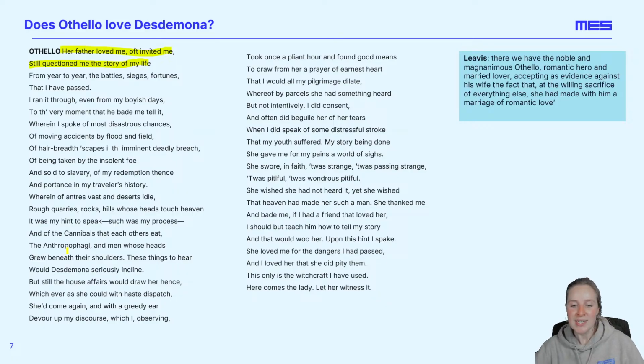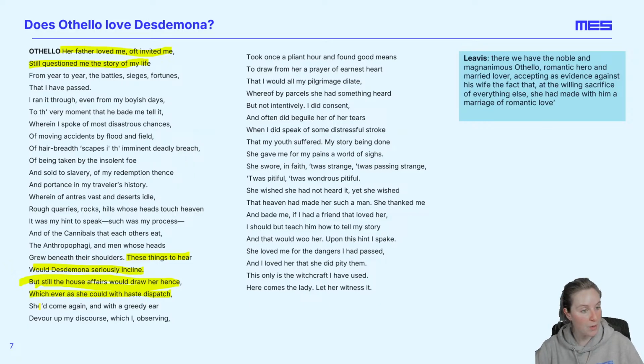Yes. But also links us to this idea of his adventures, right? And this is where Desdemona comes in. "These things to hear, she would seriously." So she liked hearing of these things. The house affairs, so her chores, etc., her role in the house, would draw her away from where presumably all the men are sitting talking.